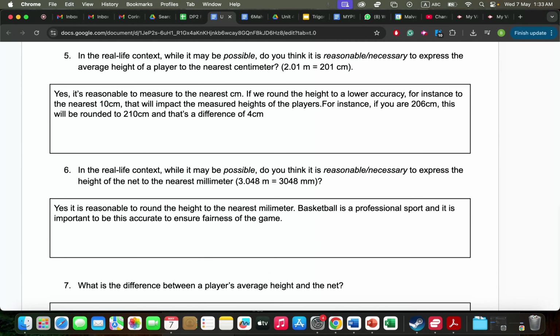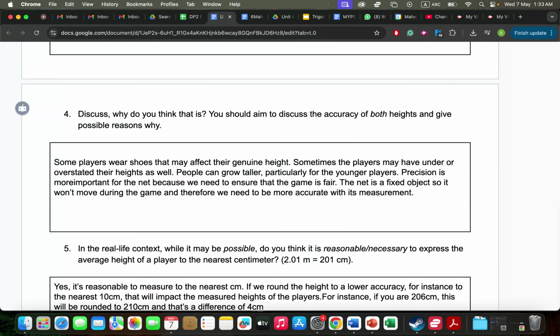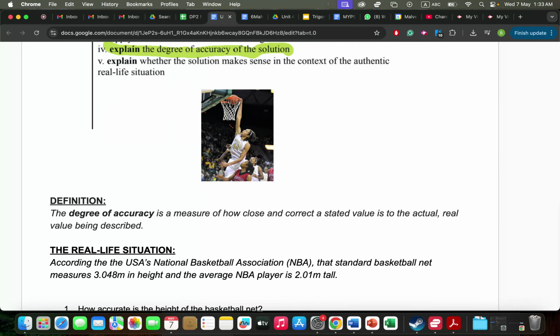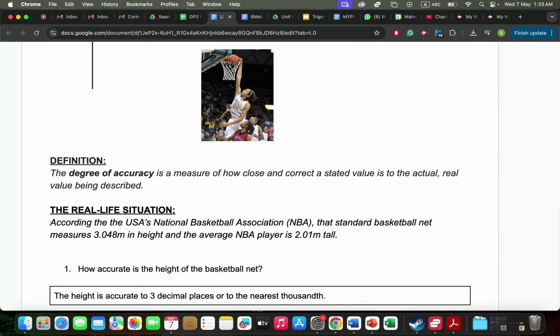Now I hope this video gives you a rough sense of what degree of accuracy is. In a nutshell, what we're really looking at is the rounding of the measurements or the numbers in the given context, and if you need to explain why a particular number is rounded to, let's say, 1 or 2 decimal places, always look back at the context of the problem.